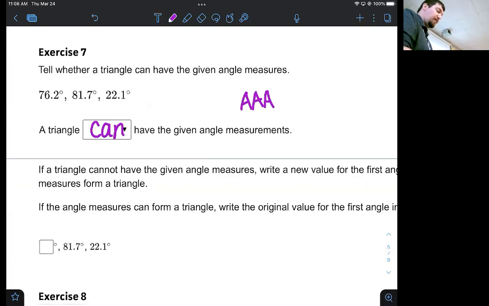Now, the second part says, if it's not a triangle, if the angles don't add up to 180, change the first angle to force them to add up to 180. But since these do add up to 180, I don't want to change the first angle at all. I want to leave it at 76.2 degrees. So I'm not going to change the first angle because we are good here. These add up to 180.